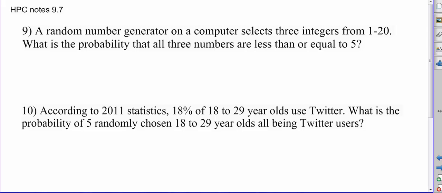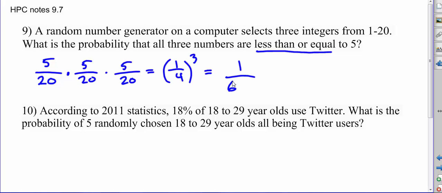So looking at number 9, it says a random number generator on a computer selects three integers from 1 to 20. What is the probability that all three numbers are less than or equal to, that's the key, 5? Less than or equal to 5 would be the numbers 1, 2, 3, 4, and 5. So that's 5 out of 20. If I look simply at the first random number that's picked, we have a 5 out of 20 probability, and we would get the same probability for the second number and for the third. And when we simplify this, we get 1/64.